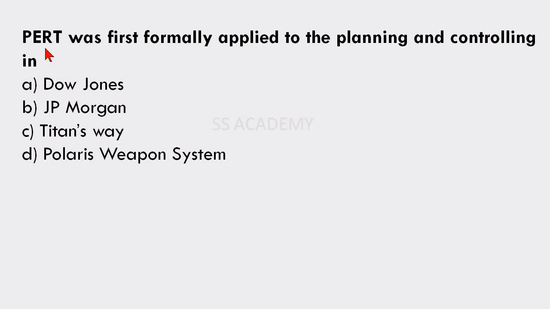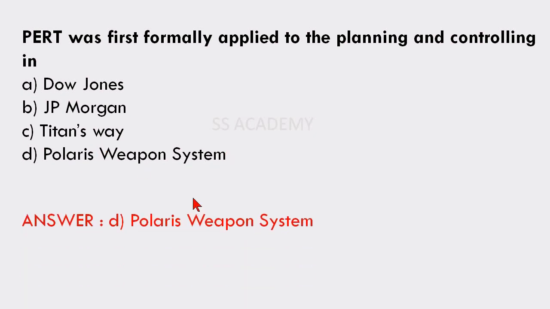The last question is, PERT was first formally applied to the planning and controlling in Dow Jones, JP Morgan, Titan's Way, Polaris weapon system. The answer is D, Polaris weapon system. PERT was first formally applied to the planning and controlling in Polaris weapon system in 1958.